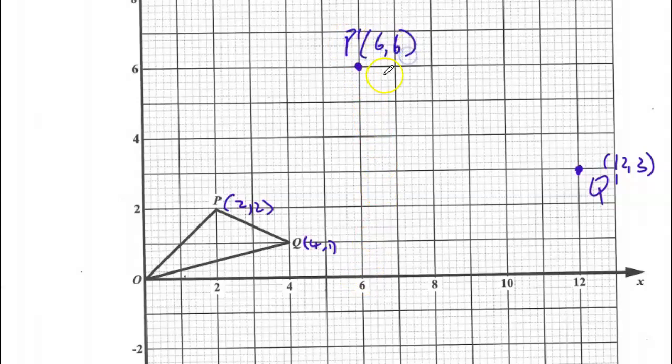And you simply use a ruler, of course, and you connect P to Q. Alright, and you have a line P image, Q image, right? And of course, you'll use a ruler for that, not like me doing freehand there.